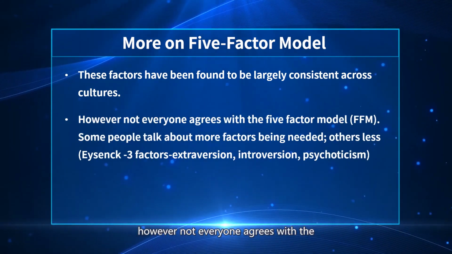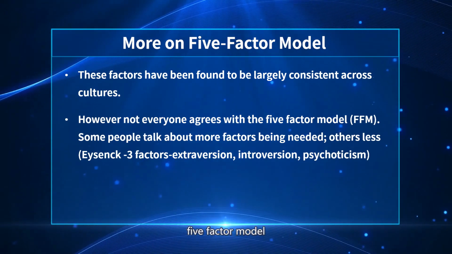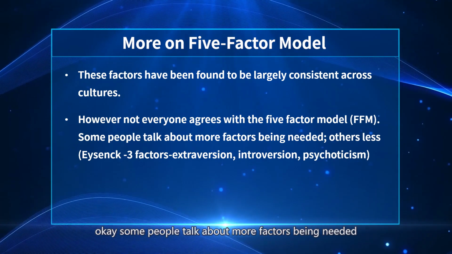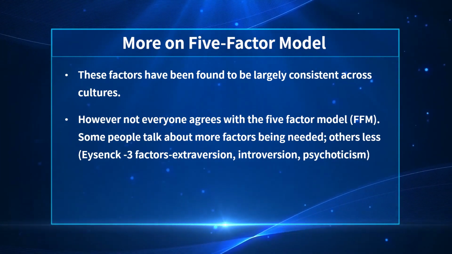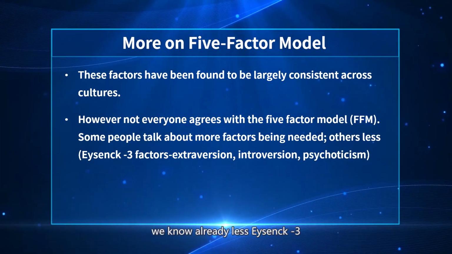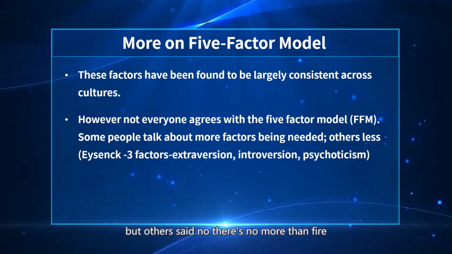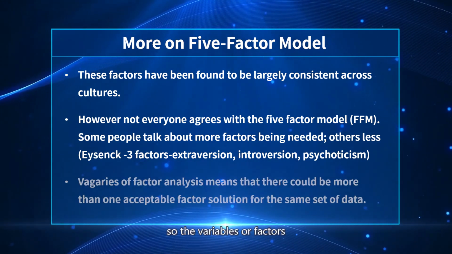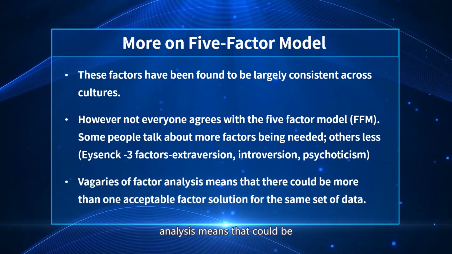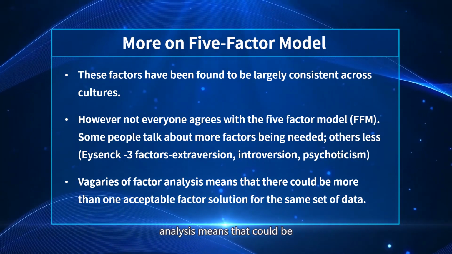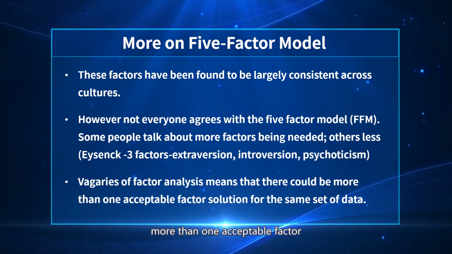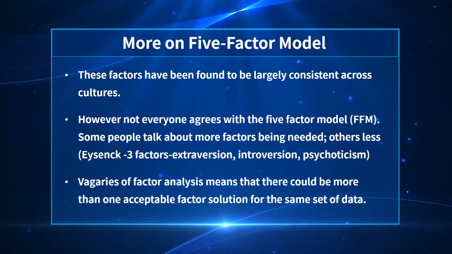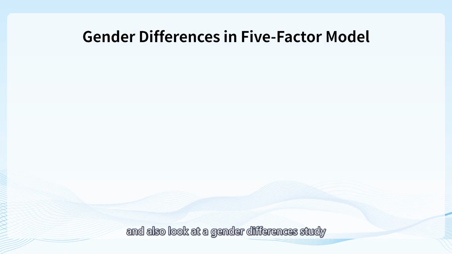However, not everyone agrees with the 5-factor model. Some people talk about more factors being needed, others fewer. We know already fewer. I think maintain 3. But others think, no, there's no more than 5. It has to be 7, 11, whatever. Okay? So the variability of factor analysis means that there could be more than one acceptable factor solution for the same set of data. And also look at our gender differences.